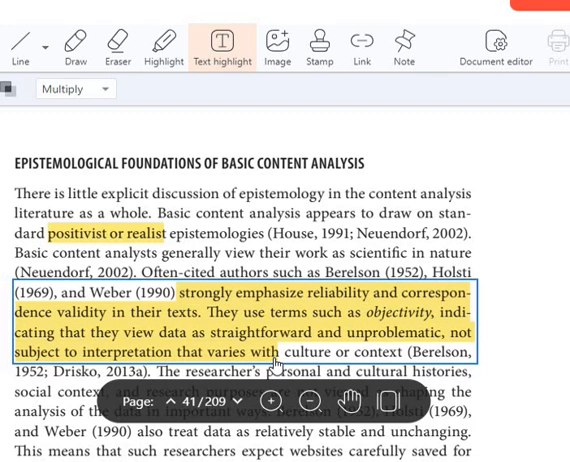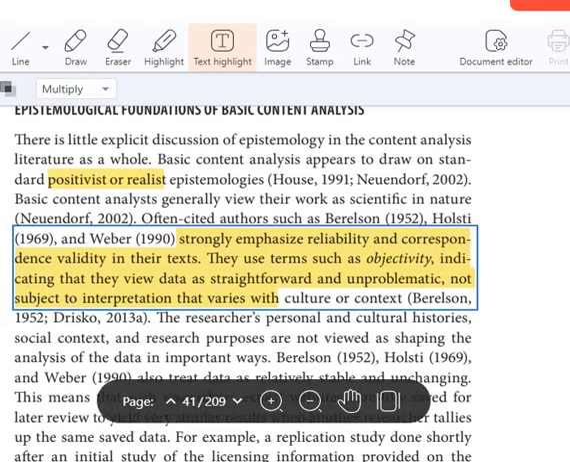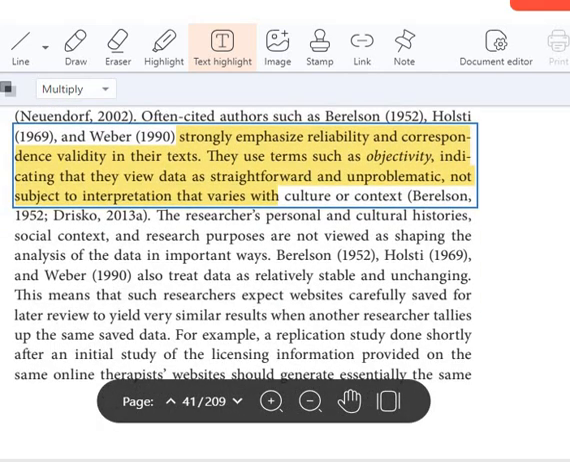Now, this type of analysis, basic content analysis, always focuses on objectivity. It means that the researcher views data as straightforward and unproblematic, not subject to interpretation that varies with culture or context. So it is important to know that data in basic content analysis does not change. It is stable. It is straightforward. We should understand this when talking about the epistemological foundation of basic content analysis.